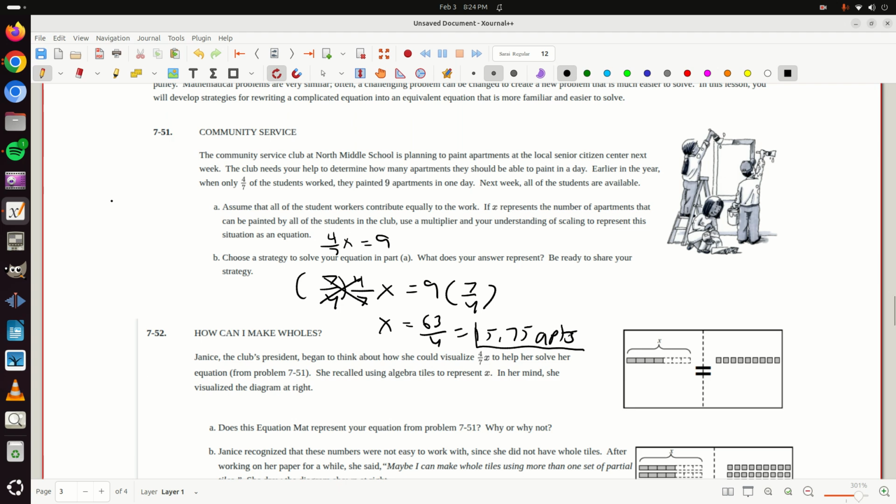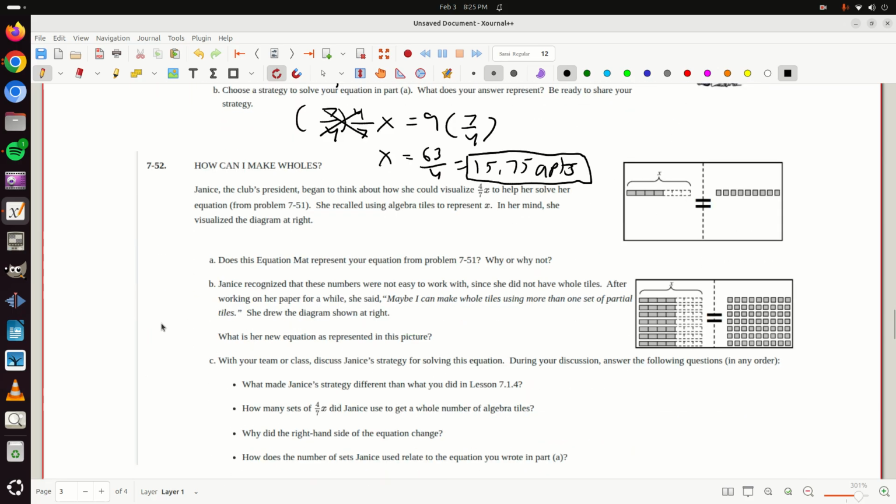Now I'll kind of assess, does this make sense? If 4 people got 9 done, I would expect to do a bit less than half. And 9 doubled is 18. This is a bit less than half of 18, so I feel pretty good about that as an answer.